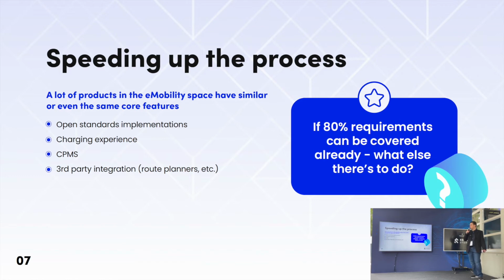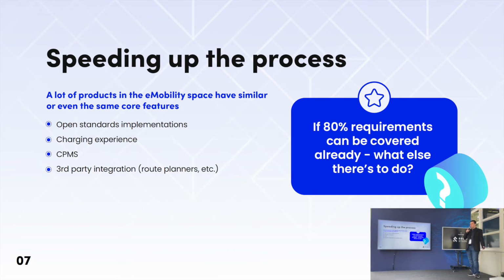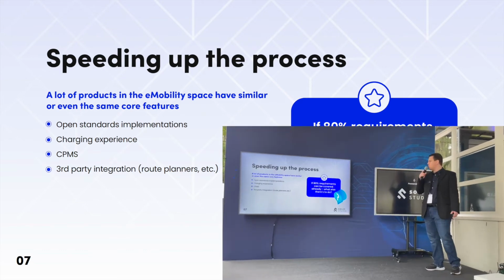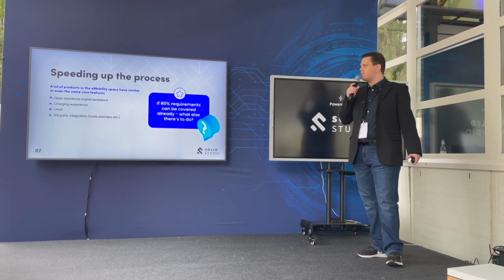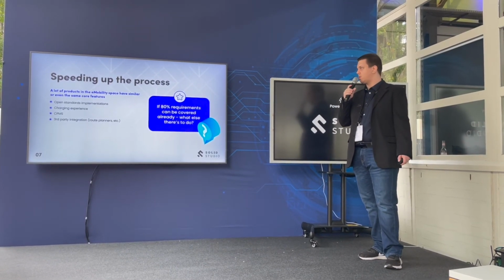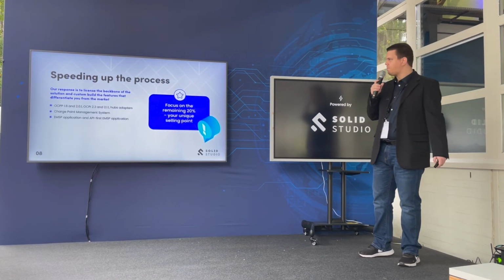And of course, there are usually some third-party integrations within those apps. For example, you want to have a route planner for the end users to navigate to this charging station. You want to have the payments integrated, so you want to integrate with payment providers like Stripe, Braintree, PayPal, etc. And all of those requirements are very similar, no matter what your actual end product is. So if those 80% of cases can be covered with the same functionality, what else is there to do?